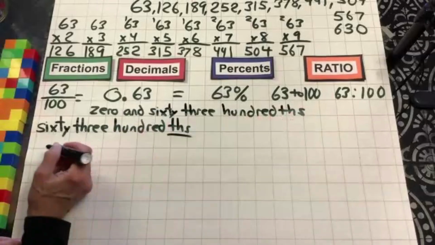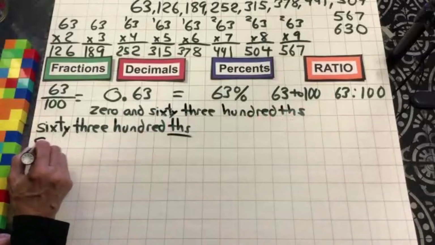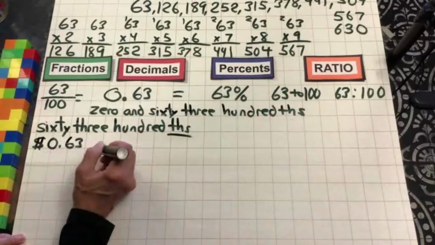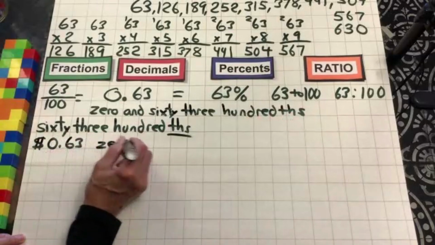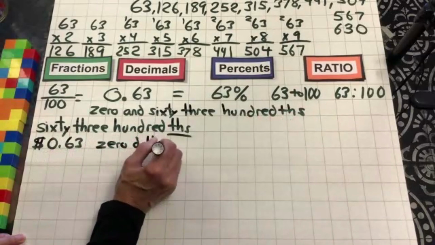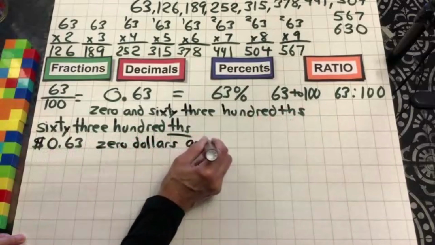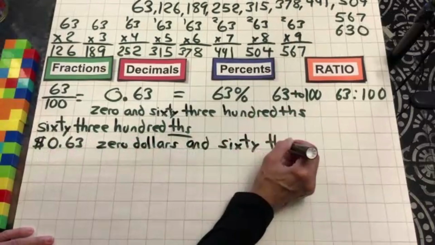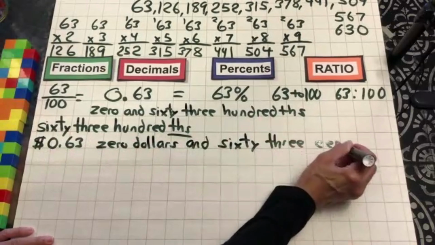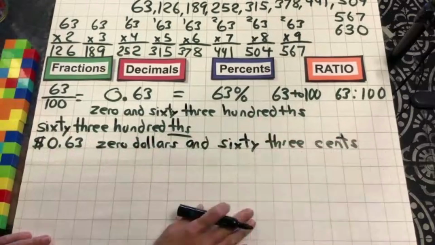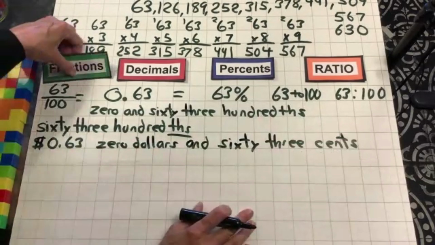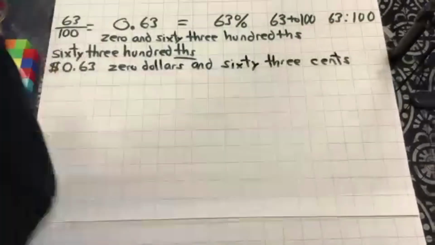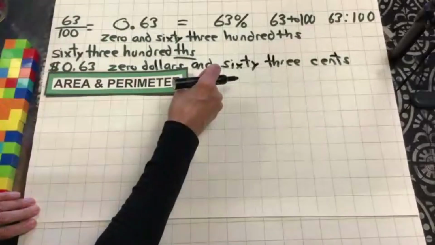And if we're going to put this in dollar form, we would write $0.63. So that's how we would write it, $0 and 63 cents. There you go. All right, we're done with our partial numbers. Now we're moving on to area and perimeter.